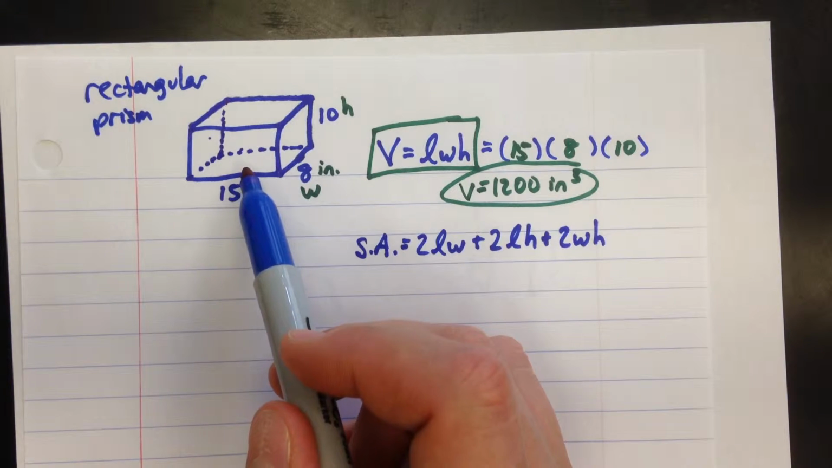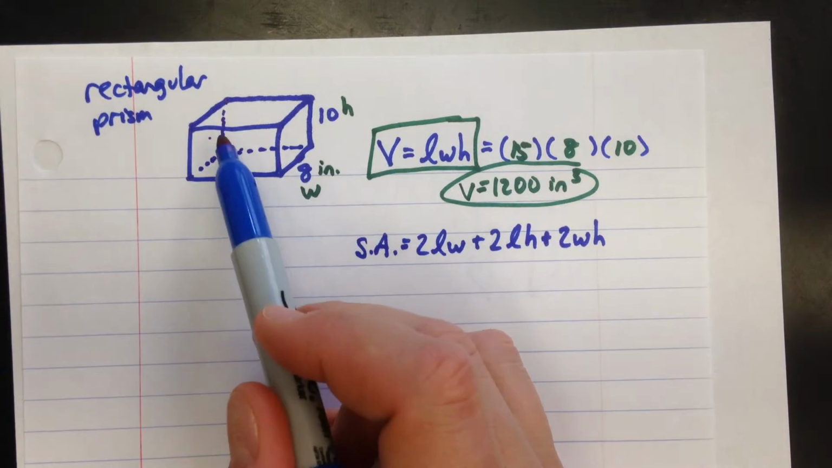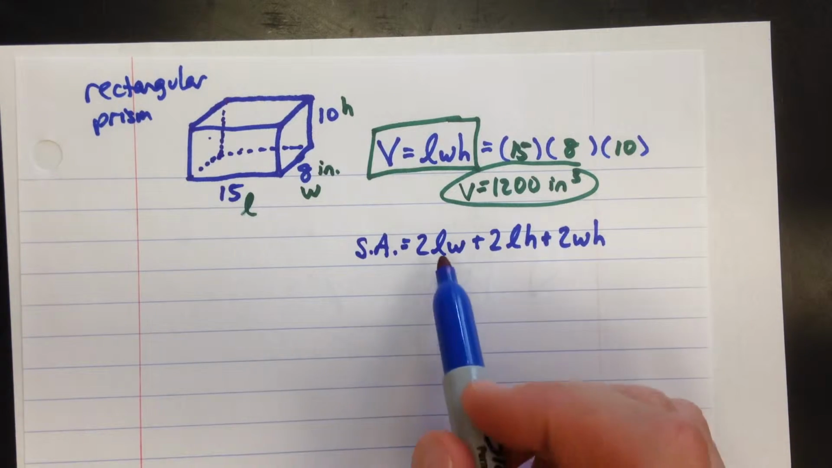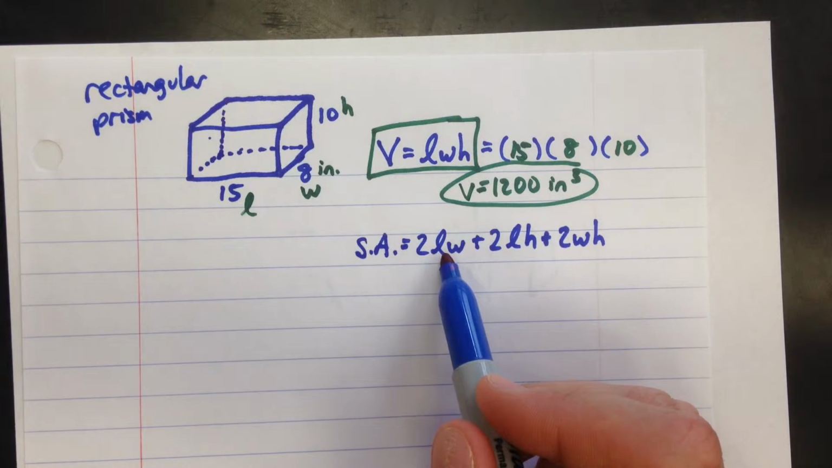The top and the bottom will have the same area. They're congruent. The left and the right will have the same area. The front and the back will have the same area. So what we see here, 2 times length times width.